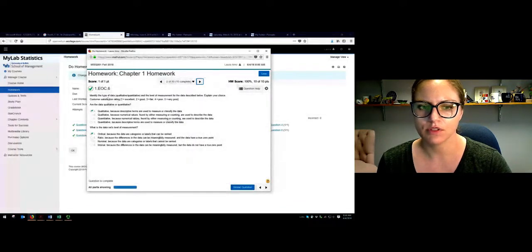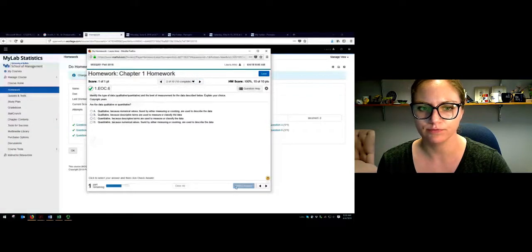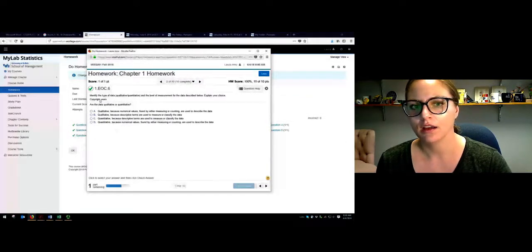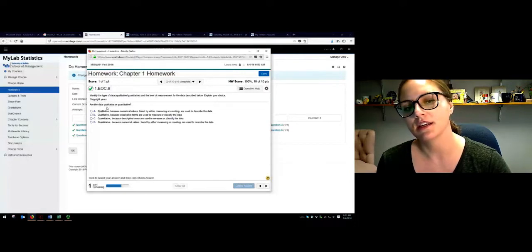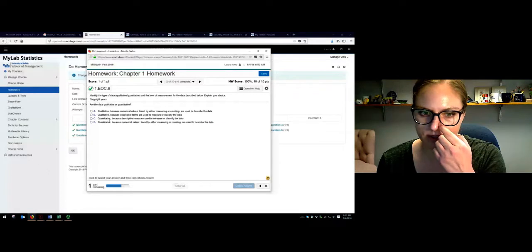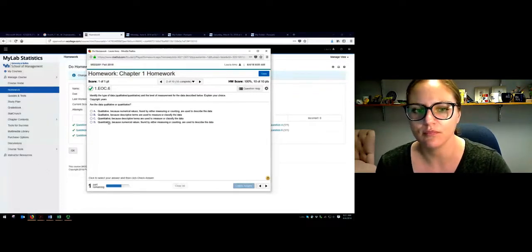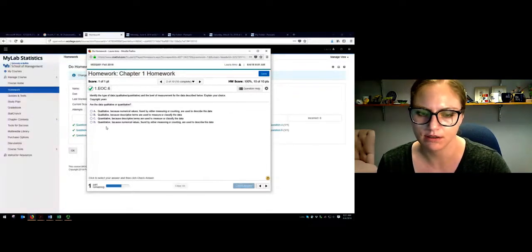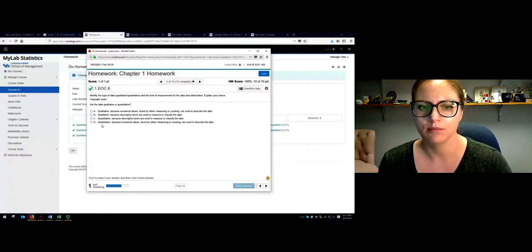Okay, now again here I'm just going to go through and select similar question. Identify the type of data and the level of measurement. So copyright years. In this case, the years, it is quantitative because it's numerical values that are being used to describe that particular data.